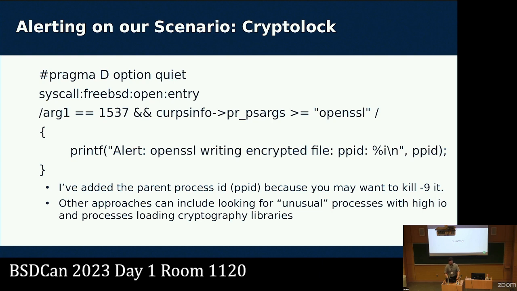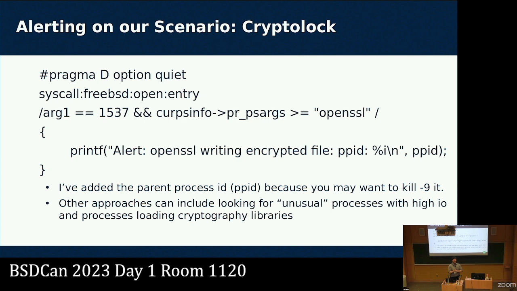Is Dtrace capable of doing something on those matches like ARG1 is 1537? Is there also a matching on time of day or so? Like, new branch ops at 3 a.m. is untypical behavior. Yes, absolutely. You can have timestamps, you can have date ranges. There's a lot of extra variables that Dtrace can provide.